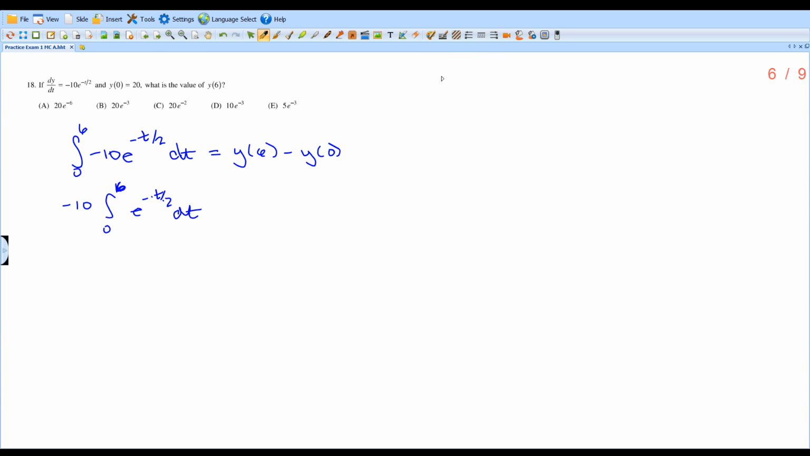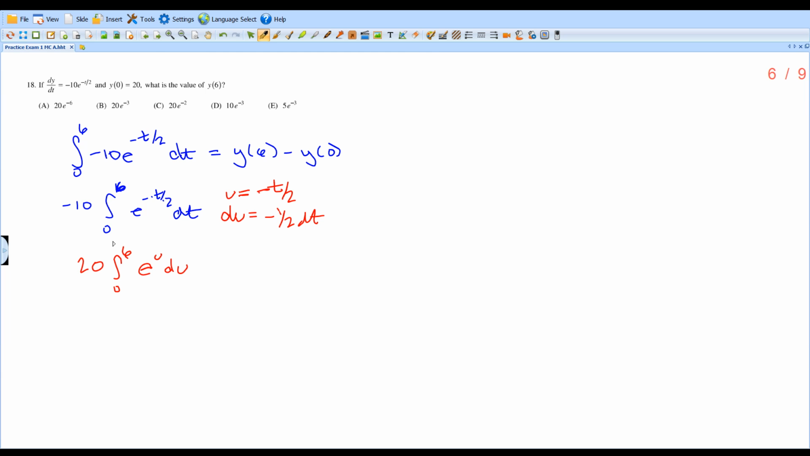So I'm going to make u equal to negative t halves, which will make du negative 1/2 dt. So I have to multiply the inside of this by a negative 1/2, which means I'll multiply the outside by a negative 2. So I'll have 20, the integral from 0 to 6, of e to the u du.